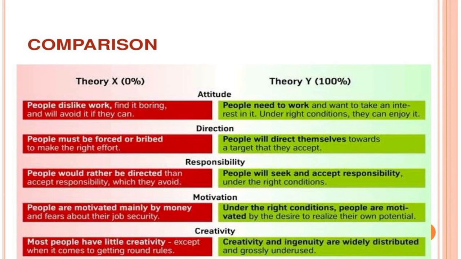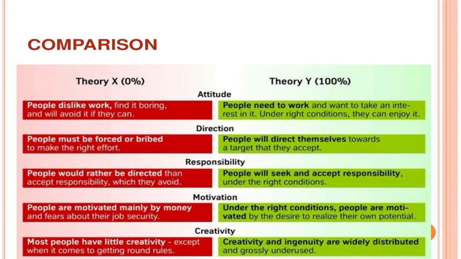Right. Comparison of theory X and theory Y. Look at the attitude. In theory X, people dislike work, find it boring, and will avoid it if they can. And here the theory Y people want to take an interest in it; under the right conditions they can enjoy it. So the theory Y people's attitude is that they enjoy the work.